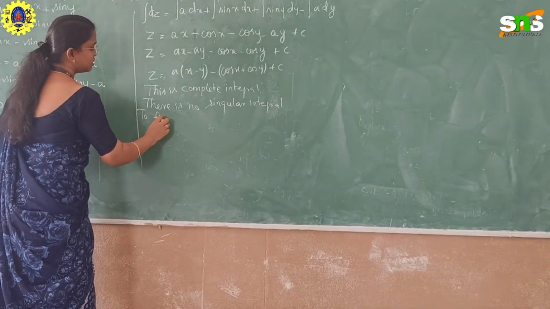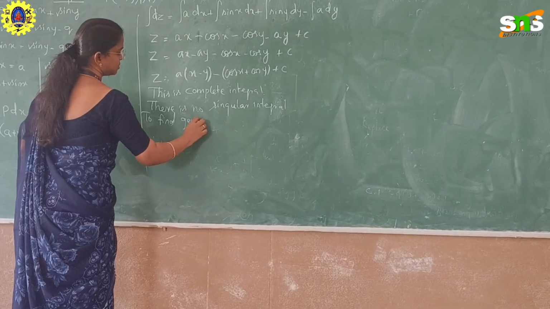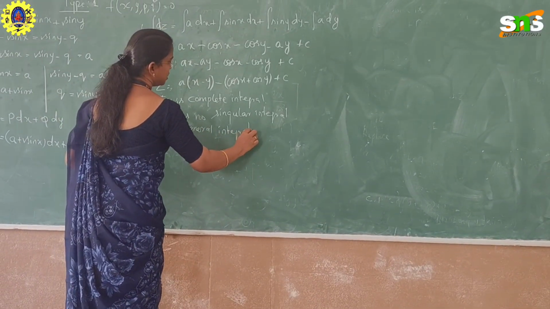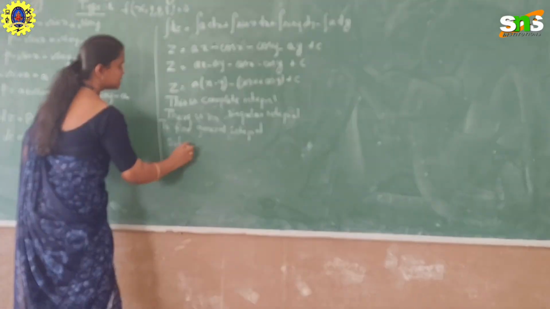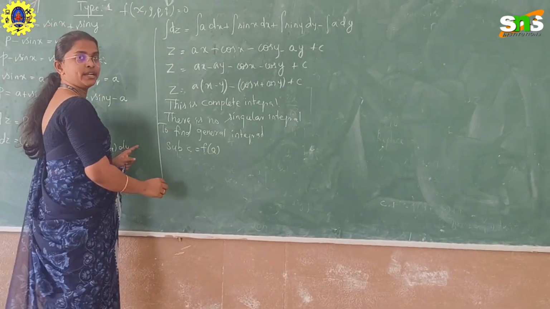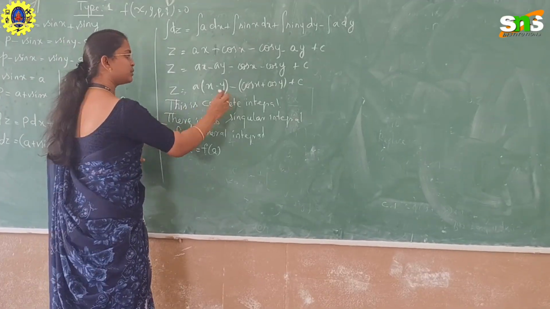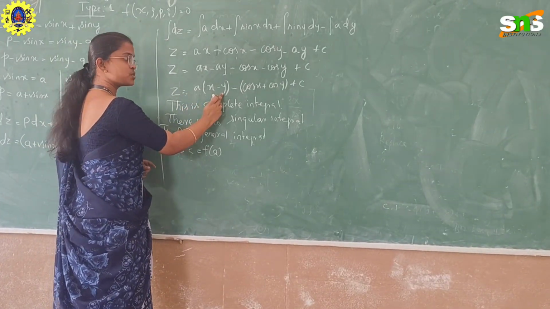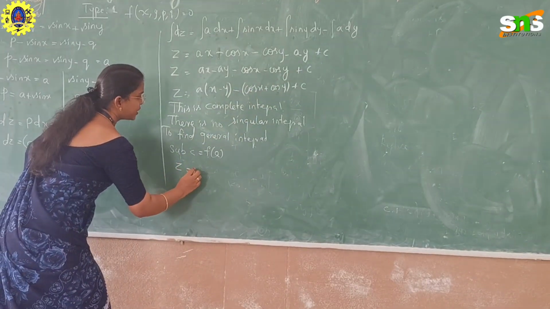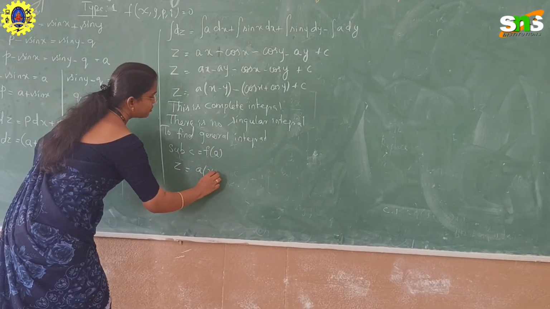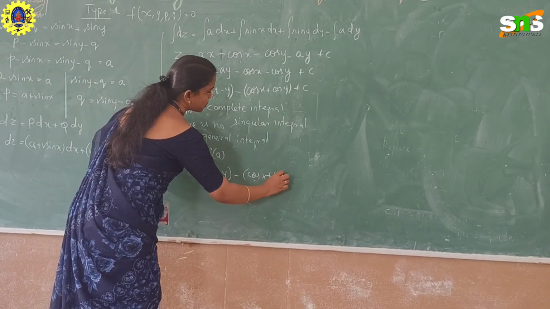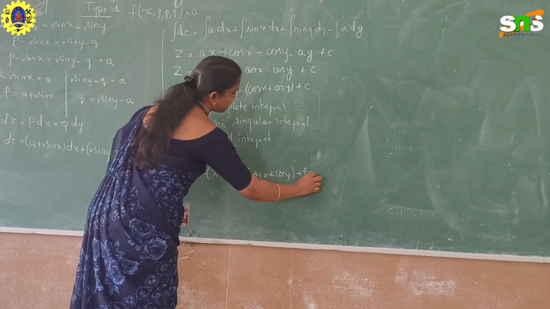To find the general integral, we have to substitute the c value as a function of a in the complete integral, right? What is the complete integral equation? z is equal to a of x minus y, minus cos x plus cos y, plus c. In that we are going to substitute the c value. So a times x minus y, minus cos x plus cos y, plus f of a.